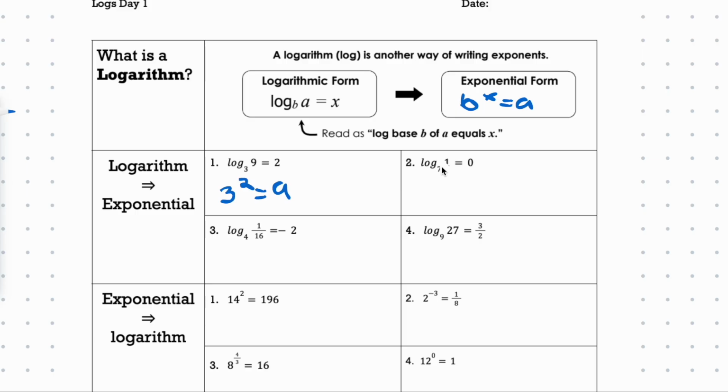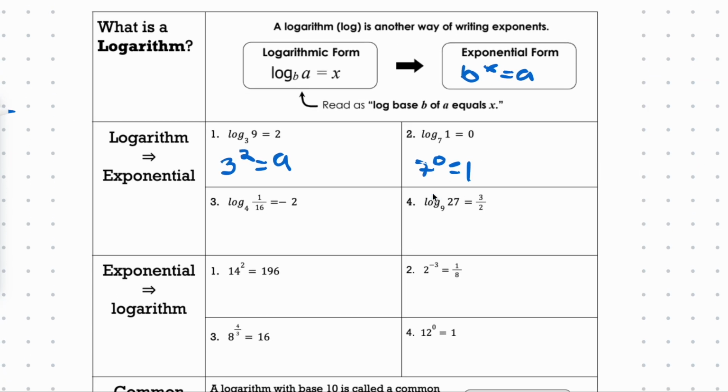What about here? Our b value, our subscript, is 7. Our x value, what this logarithm is equal to, is 0. And our a value is 1. That makes sense. Anything to the 0th power is 1.